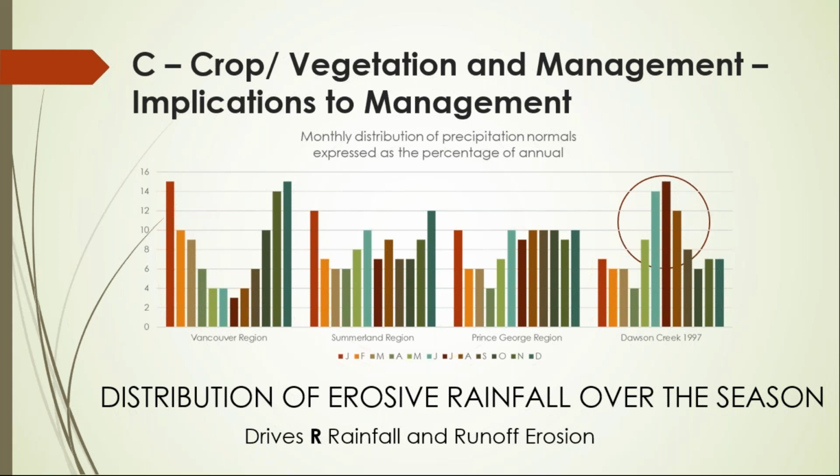And in the Peace, we're just about exactly the opposite. We get most of our precipitation in the summer seasons of the year. This is not a volume scale, but a relative scale, so this is about the percent of precipitation in these regions. And if you're in the Prince George area, you can see how it's fairly consistent. So this matters for what you do with crop cover and when you're most vulnerable.